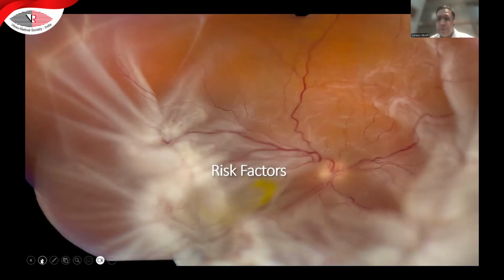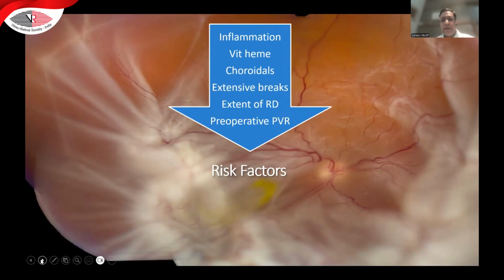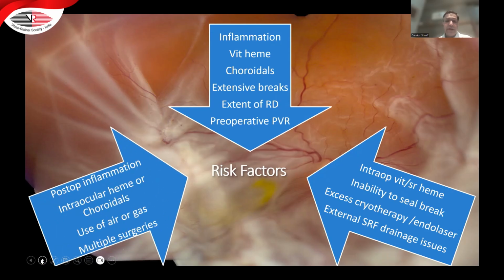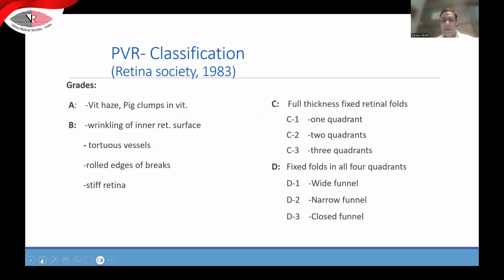So let's see what the risk factors are, because unless we know the risk factors, we don't know how to tackle them. The preoperative risk factors are inflammation, vitreous hemorrhage, choroidals, and extensive breaks. More number of breaks are associated with more PVR, and preoperative any PVR. Intraoperatively, if you have any intravitreal or subretinal blood, you're not able to close the break. Most importantly, doing excess of cryo or problems during drainage, these cause PVR. And postoperatively, of course, inflammation is the bugbear.